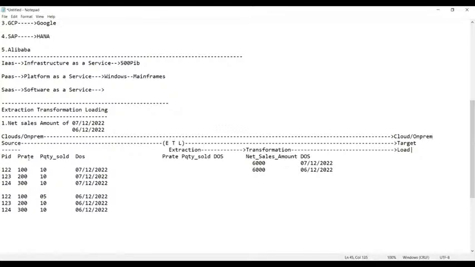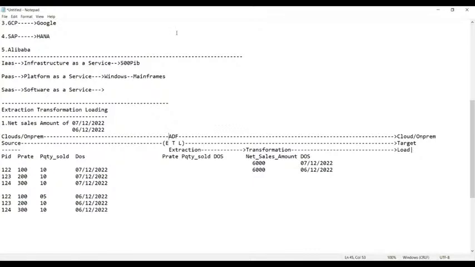We use ADF as a service. What is that? ADF as a service, we use it. That is called what? Azure Data Factory. Azure Data Factory is a service which is provided by Microsoft.